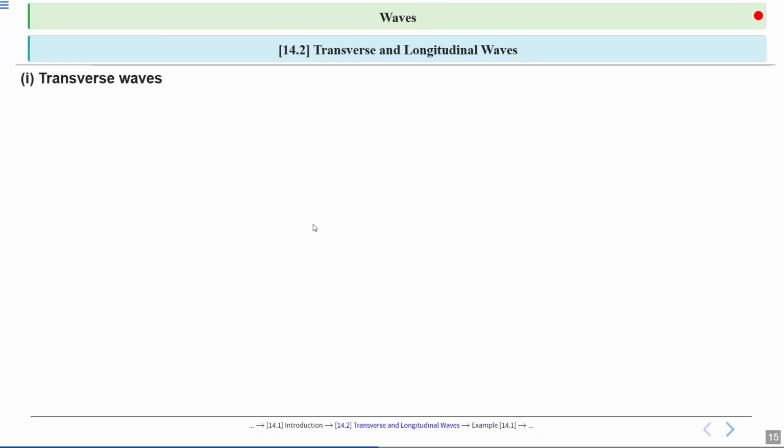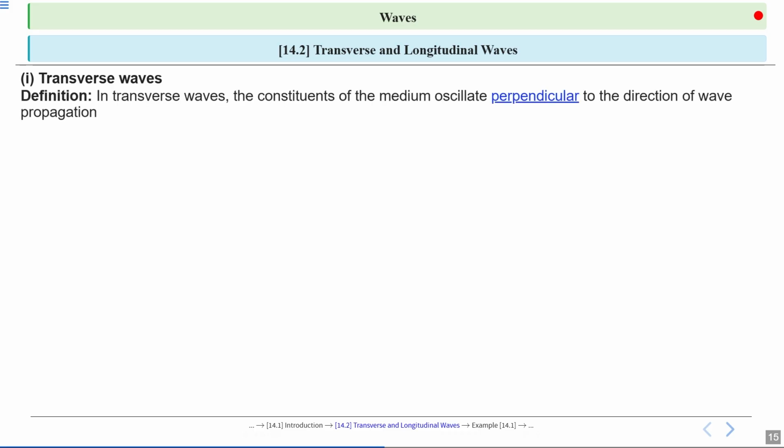So let's discuss transverse waves. This is one of the main types of waves. In a transverse wave, the particles or constituents of the medium move back and forth at right angles, or perpendicular, to the direction the wave is traveling. If we take an example, we can say if the wave moves left to right, the particles move up and down. This perpendicular motion is what sets transverse waves apart from other types like longitudinal waves.